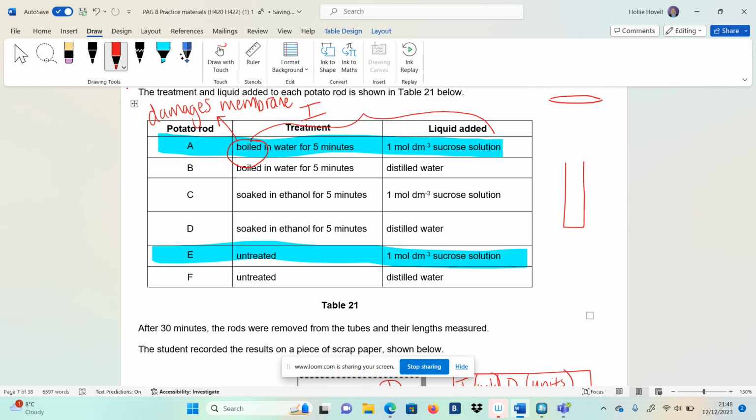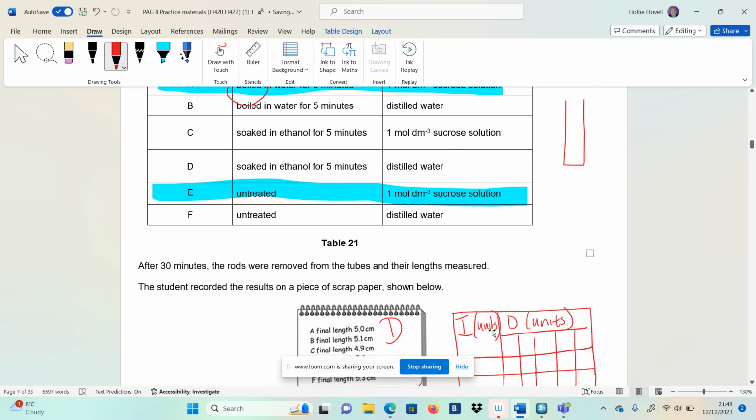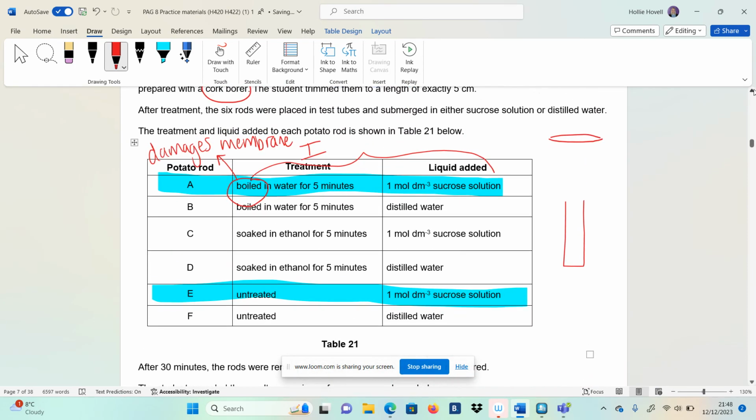And therefore, there will be no osmosis of water out of A. So if we look at what happened to A then, A had a final length of 5, so it started at 5 and it finished at 5. Yeah, so it didn't change size.